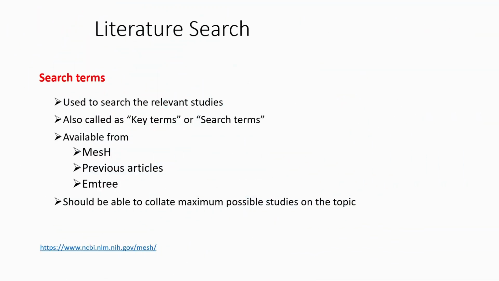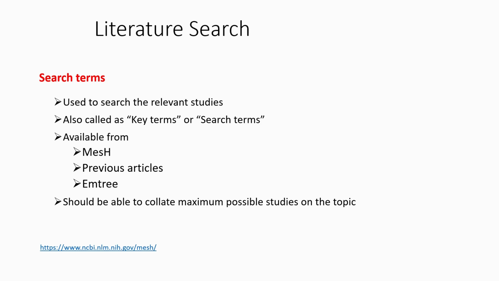To perform a systematic literature review search, you need two things majorly. One is called search terms, or it's also called keywords or key terms or index terms. Basically, these are the words, these are the terms which you will be using to perform your literature search. These terms will be decided according to your research question and your inclusion and exclusion criteria. So basically keywords will depend on your research question.